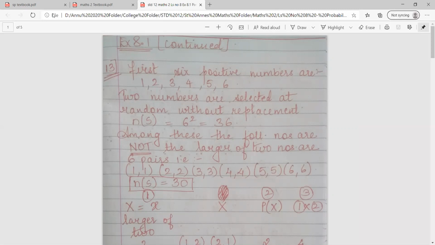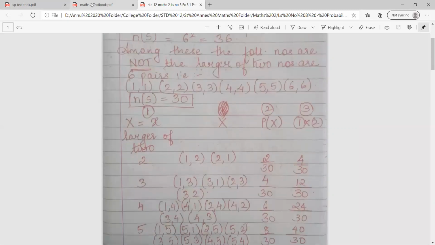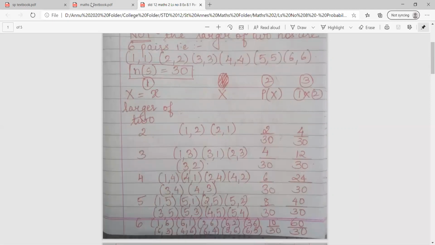Now class, before we calculate E of X, we need the probability distribution table, right? Wherein we need the value of X and probabilities of X. So the first thing is we'll prepare the table of X and P of X. Now 1 cannot be the larger number, so we have not considered 1 over here. The numbers greater than 1 are 2, 3, 4, 5 and 6. So the possibilities of X, in case of 2, are (1,2) where 2 is greater, or (2,1) where again 2 is greater.